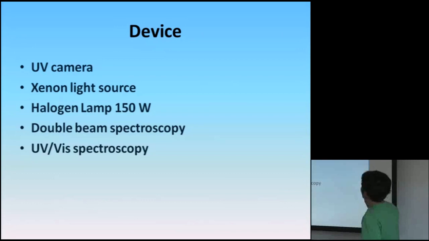These are my observations. I use a UV camera, a xenon light source, a halogen lamp that has a power of 150 watts, a double beam spectroscope, and the last one, a UV visible spectroscope.